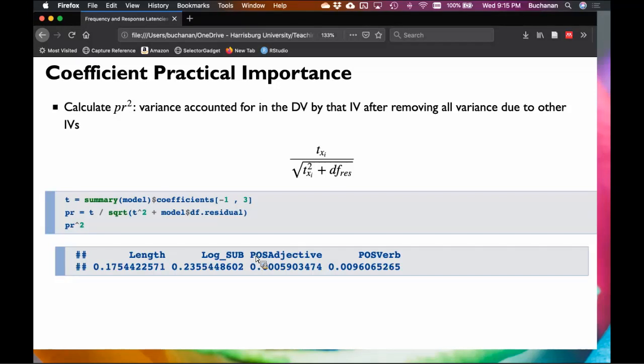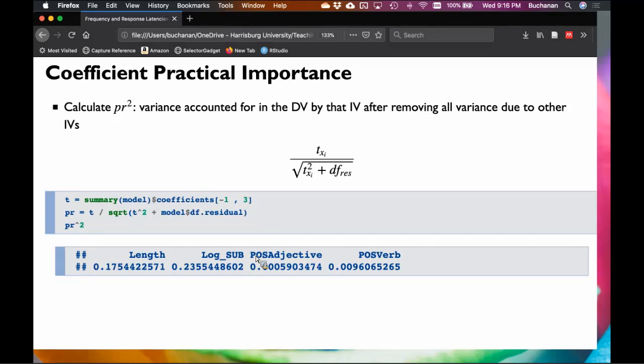PR squared is the amount of variance in the dependent variable accounted for, meaning predicted, after I remove the variance for everything else. Okay, so length, after controlling for all the other variables, predicts 18% of the unaccounted for variance. That's a lot. Now, frequency here predicts 24% of the unaccounted for variance, and I could tell that even though part of speech was significant for verb versus noun, it's probably not worth the trouble because this is less than 1%.